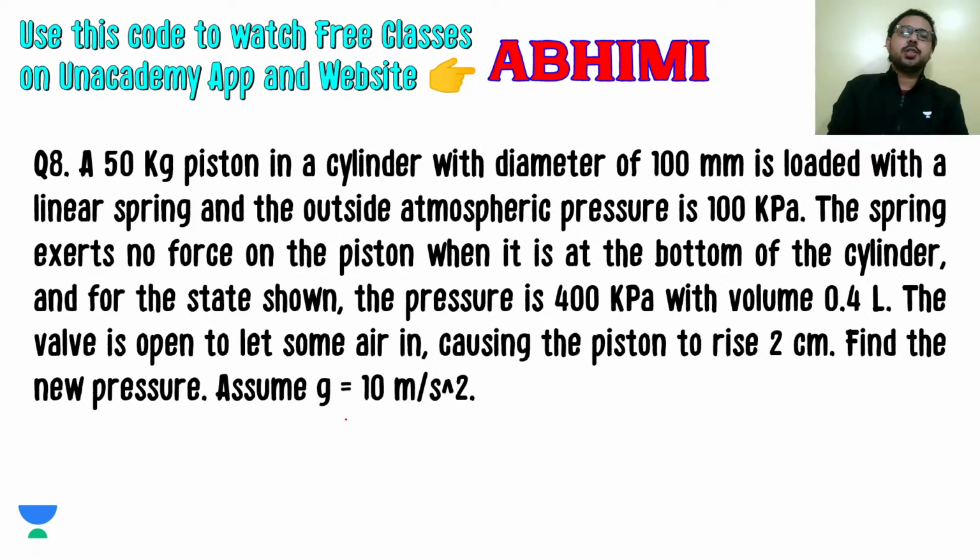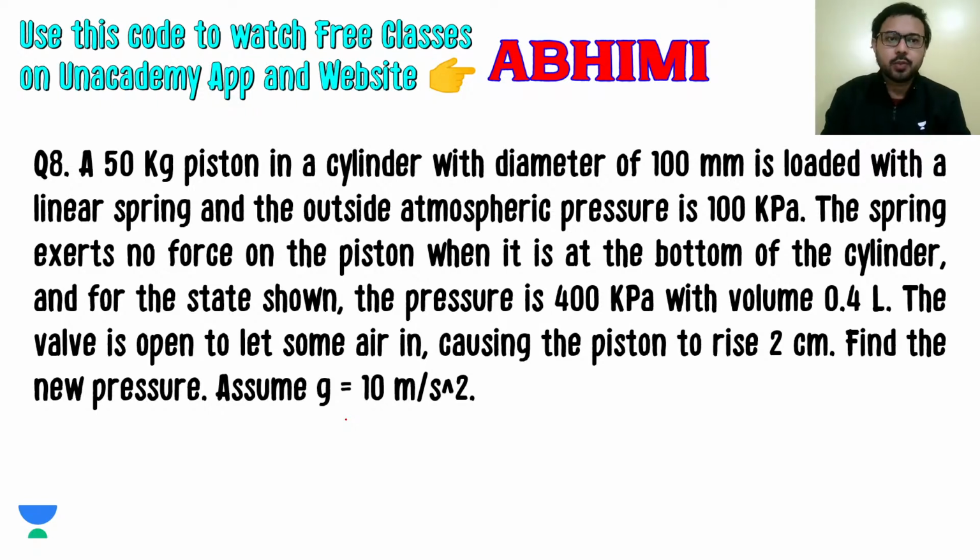A 50 kg piston in a cylinder with diameter of 100 mm is loaded with a linear spring, and the outside pressure is 100 kilopascal. The spring exerts no force on the piston when it is at the bottom of the cylinder, and for the state shown, the pressure is 400 kilopascal with the volume 0.4 liter. The valve is open to let some air in, causing the piston to rise 2 centimeter. Find the new pressure, and also assume here that the acceleration due to gravity is 10 meter per second square.